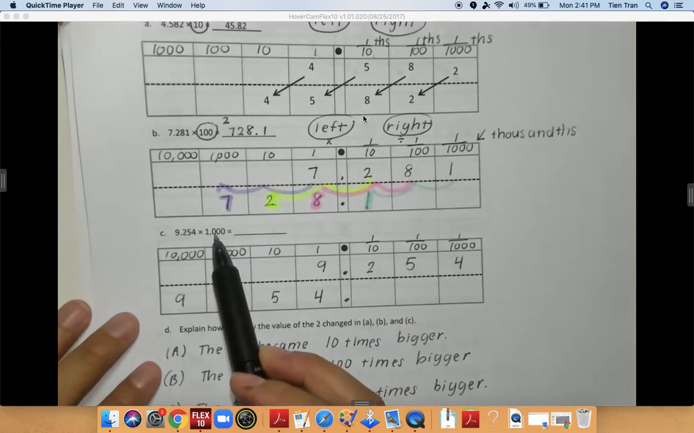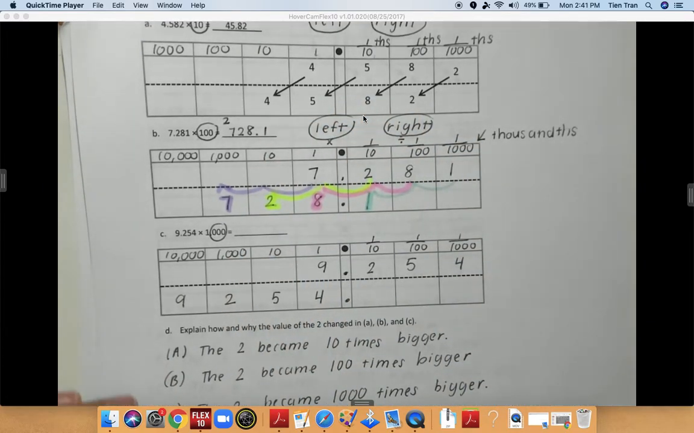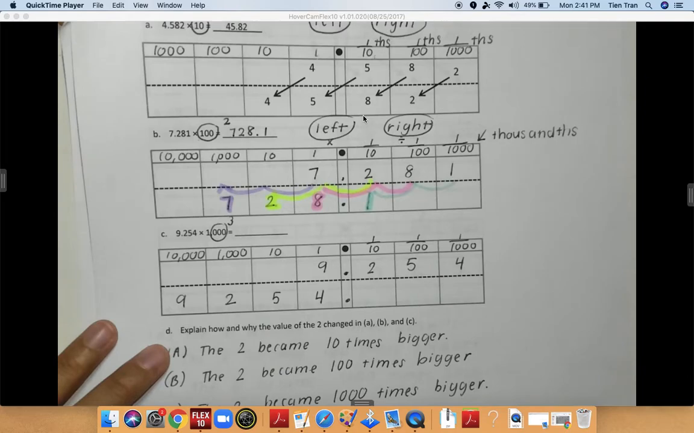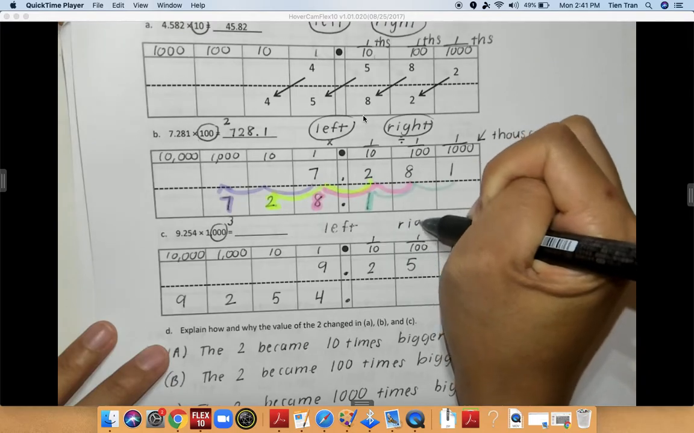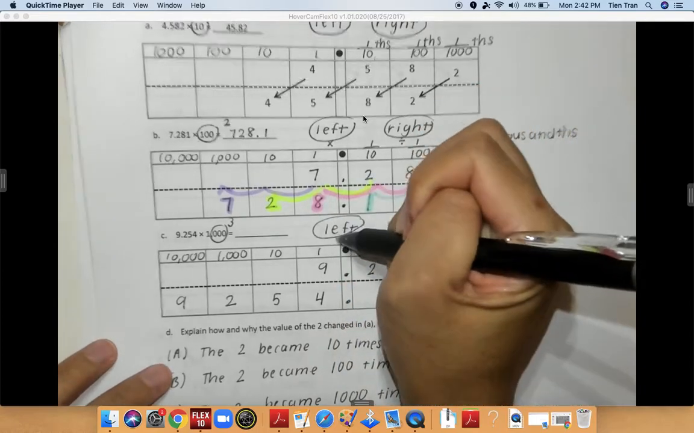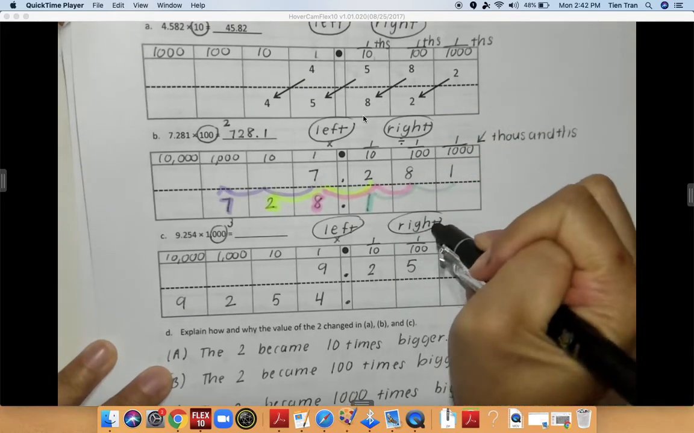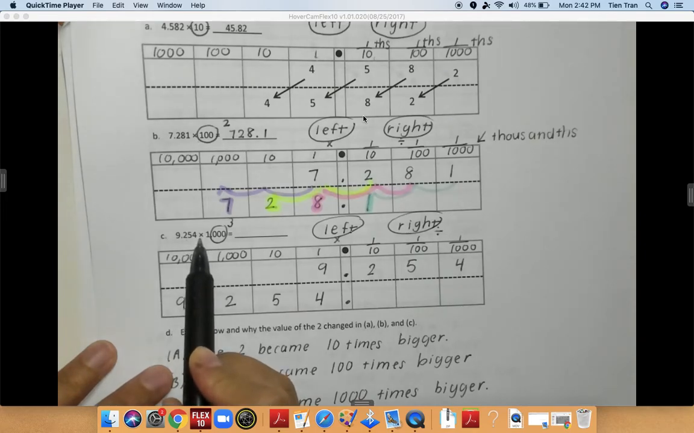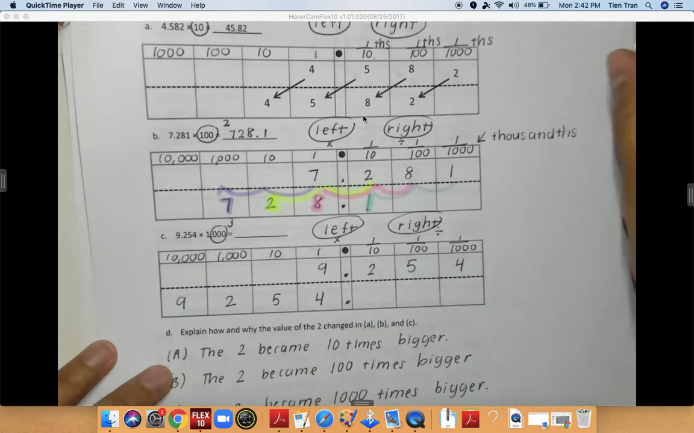Now, they're asking you to multiply times 1,000. How many zeros are there? There are 3 zeros. So that means that I'm going to be moving my number over 3 times. Okay? So I have left and right. I need to figure out if I'm moving to my left or my right. If I am multiplying, then I'm moving to my left. And if I'm dividing, then I'm moving to my right. Okay? In this case, I am multiplying. I see a multiplication sign right here. That means I'm definitely going to move to my left. So I'm going to move to my left 3 times.